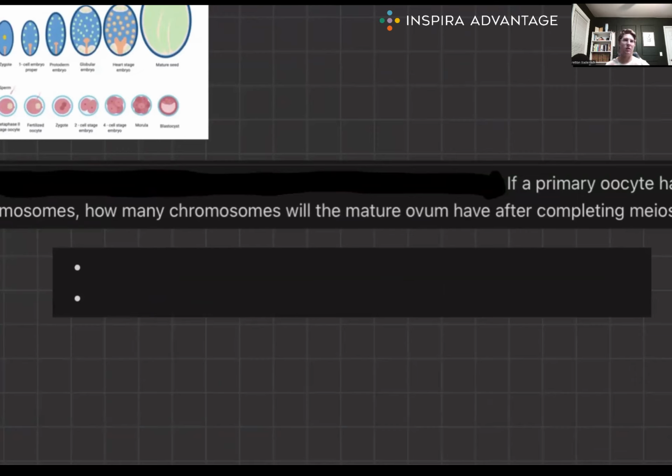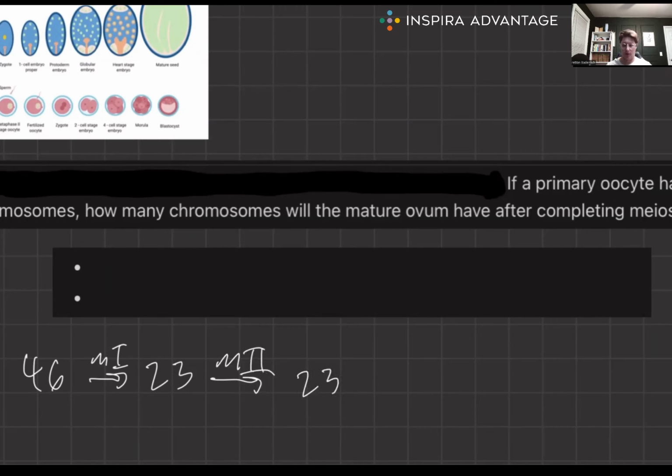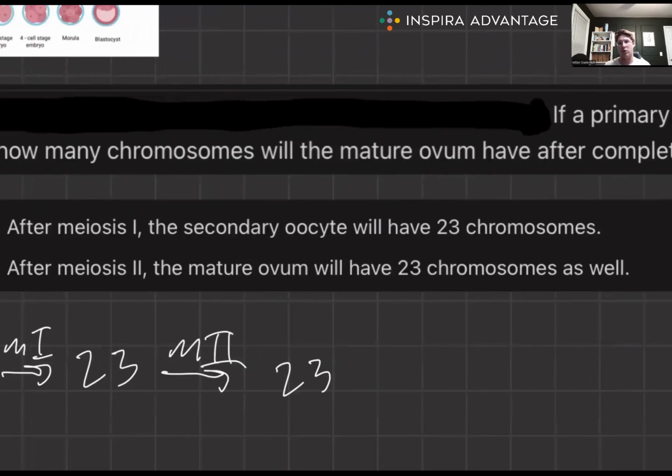Now let's finish off with a quick practice problem to make sure that you're retaining important MCAT info. If a primary oocyte has 46 chromosomes, how many chromosomes will the mature ovum have after completing meiosis II? Take a few moments to think about this. To solve this problem, we need to remember that meiosis consists of 2 divisions, and each division halves the number of chromosomes. So if we start with a primary oocyte with 46 chromosomes, after meiosis I, we'll have 23 chromosomes. After meiosis II, the mature ovum will also have 23 chromosomes. Therefore, our answer here will be 23 chromosomes.